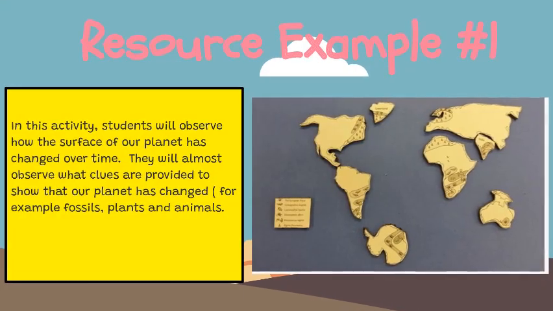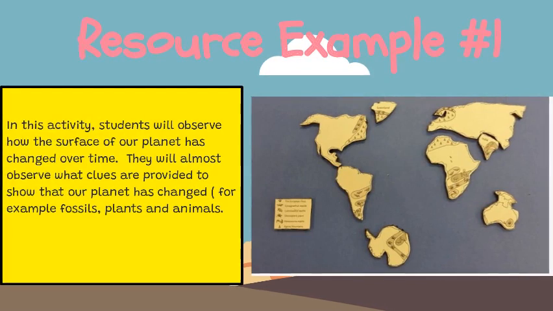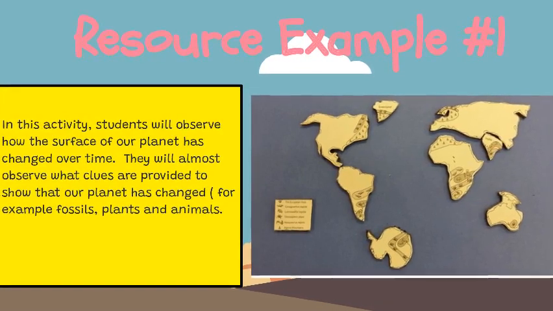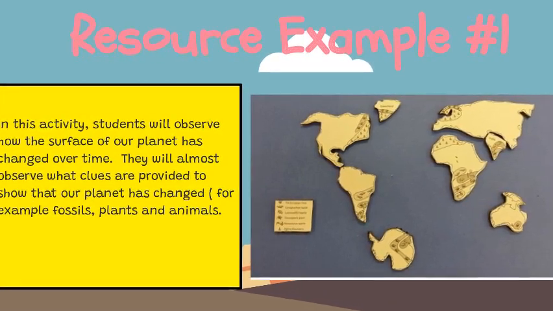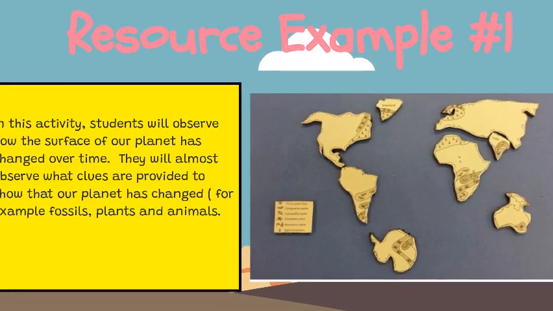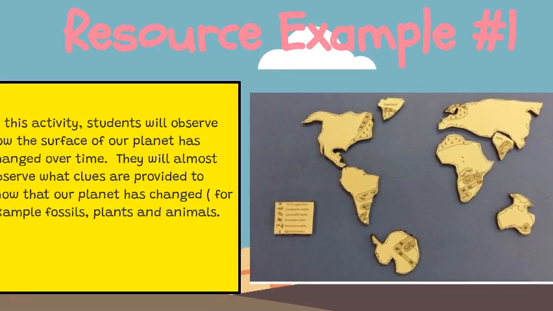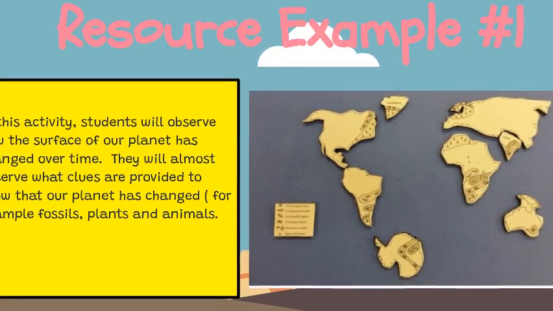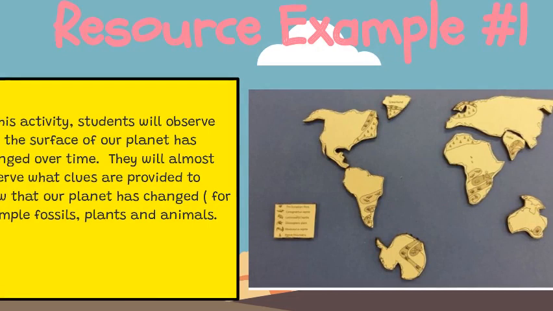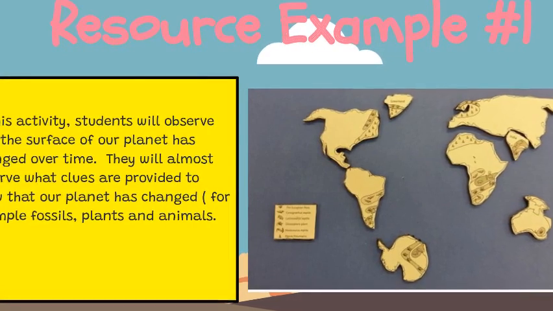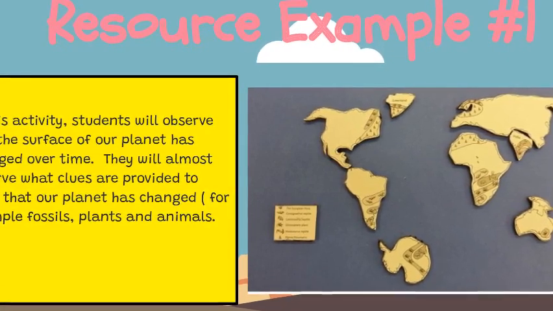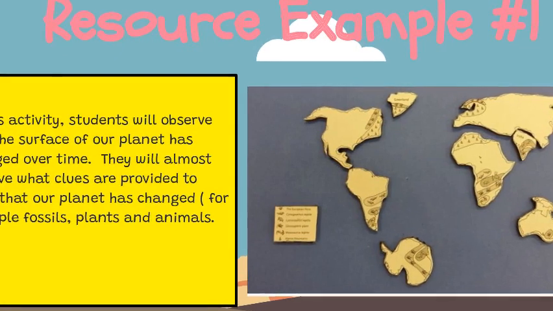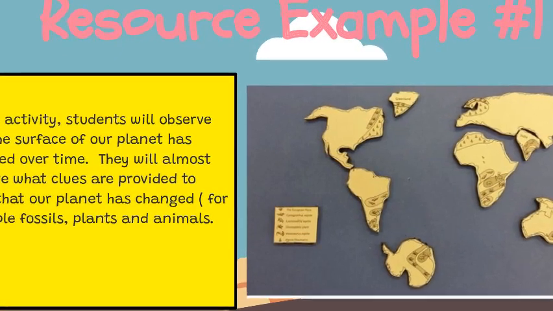Resource example number 1. In this activity, students will observe how the surface of our planet has changed over time. So you're giving them puzzle pieces with clues of fossils that were found in the different areas, and they need to figure out how the continents once fit together based on those fossil clues. They're going to observe how clues are provided to show that our planet has changed.